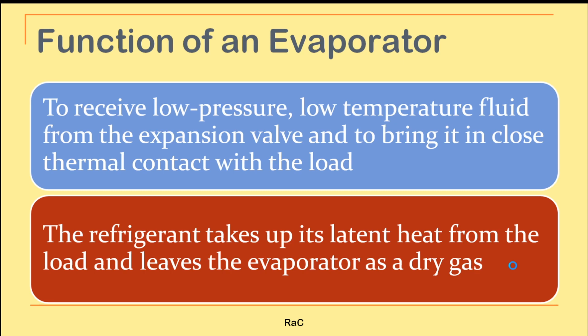If it is a refrigeration system, usually the evaporator coils are wound over the freezer compartment. So the basic function of the evaporator is to absorb heat from the space to be cooled. Thereby the refrigerant will be changing its phase from liquid to vapor. So latent heat of the refrigerant will be absorbed and the change of phase will be taking place.